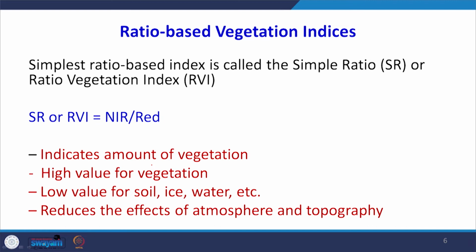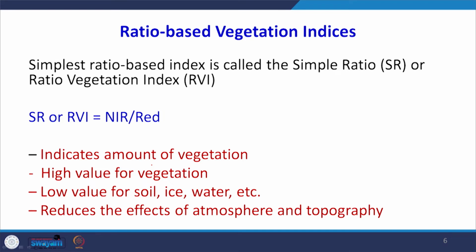Now, there is a popular vegetation index called the ratio vegetation index, or simple ratio. SR or RVI are the short forms. When I am calculating this index, it is the ratio of the two bands, as is clear from the name. Here I am dividing, whereas in the earlier case I was taking the difference of the two bands. Now, I am dividing.